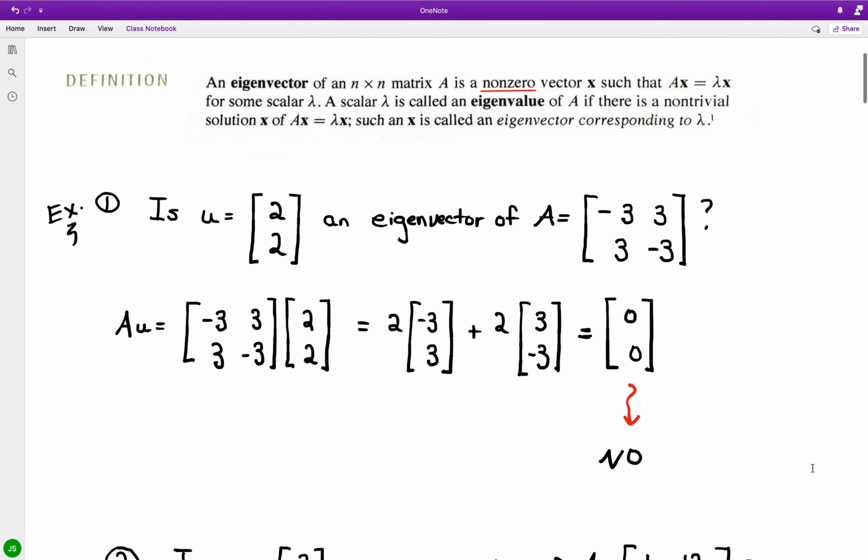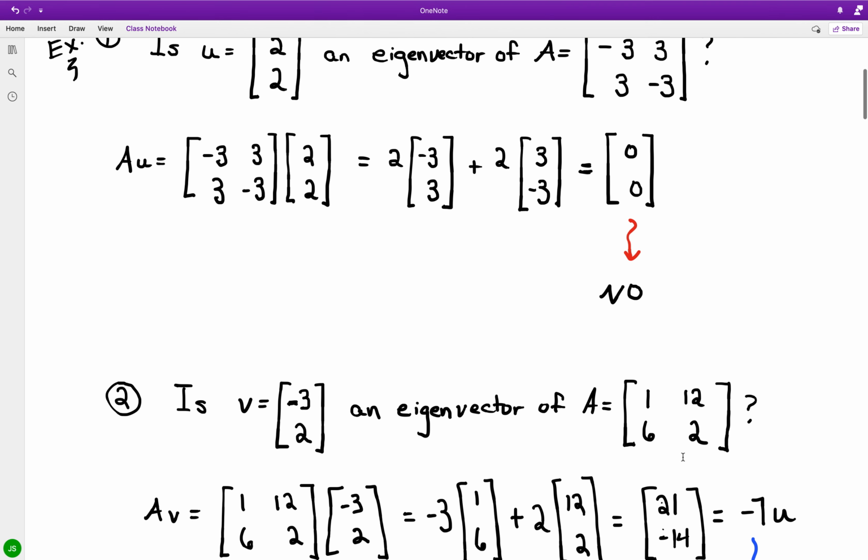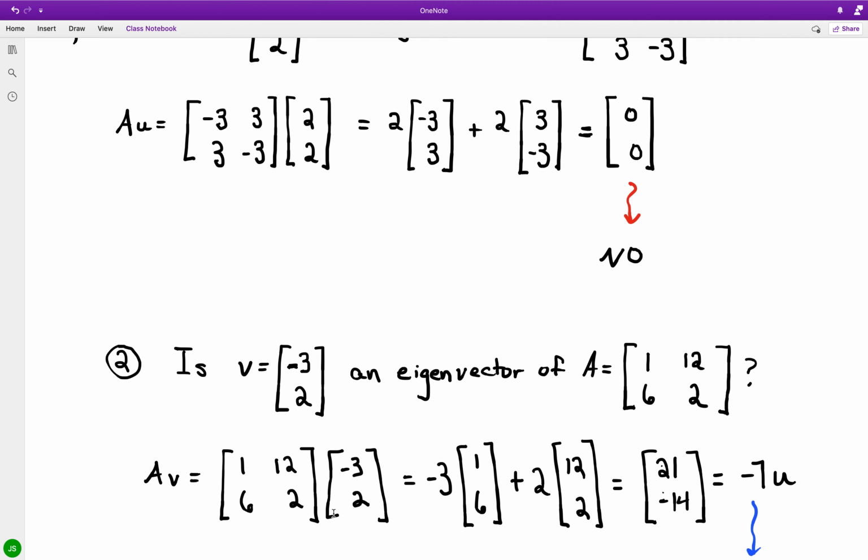And another situation: say you have vector v equal to negative 3, 2, and we're asked if this is going to be an eigenvector of A equal to 1, 12, 6, 2. So looking at A times x, we have A times v. Taking the product, we have negative 3 times 1, 6, plus 2 times 12, 2. Negative 3 plus 24 is 21. For the bottom, we have negative 18 plus 4, which comes out to negative 14. And so we have 21, negative 14.